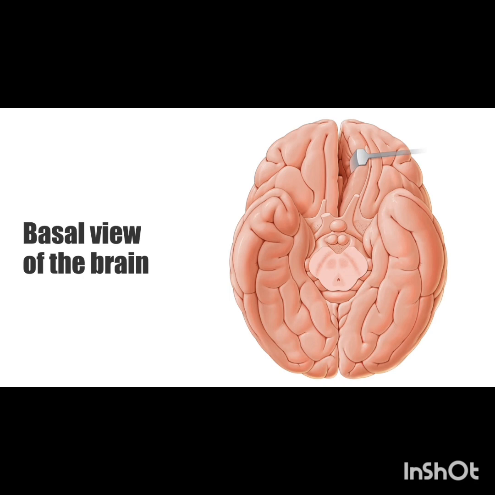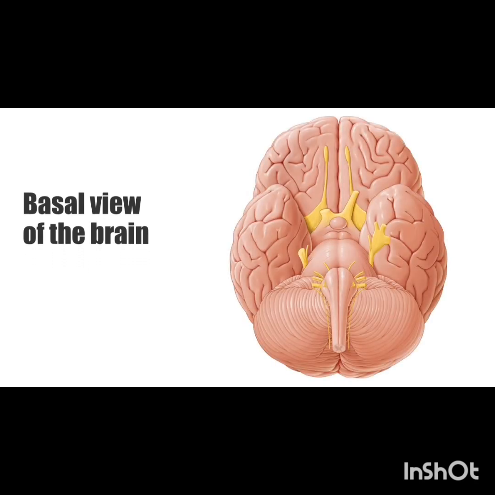Before we start describing the several structures that we see in this basal view of the brain, just for orientation purposes, I want to show you that in the base of the brain, we also see these structures that I just added here. The yellow structures are the cranial nerves, but we also see the cerebellum, which is the structure here. And you also see this structure, which is the brain stem.